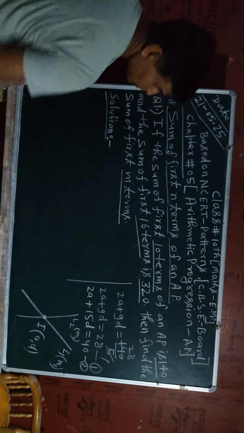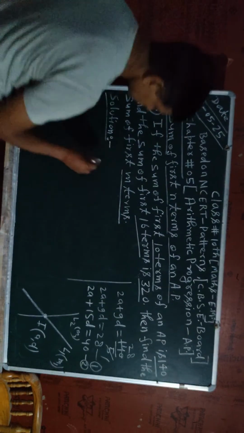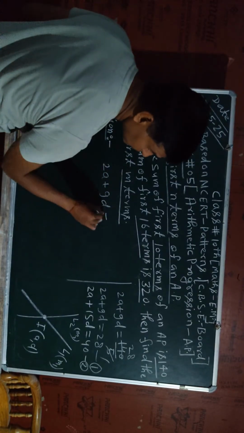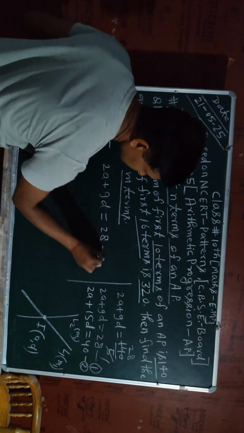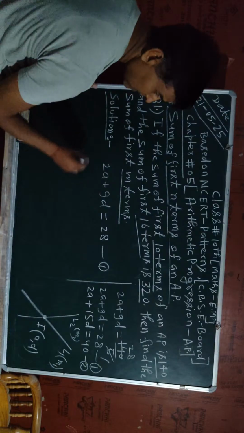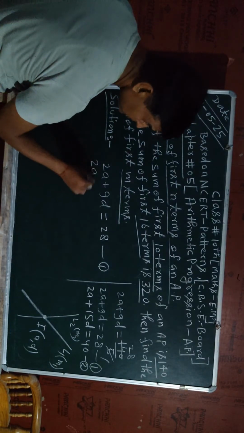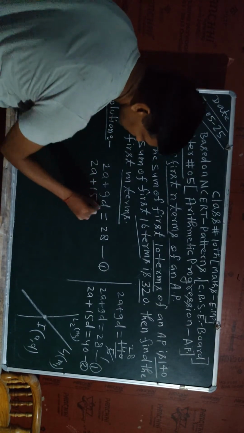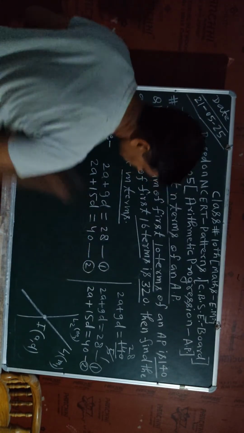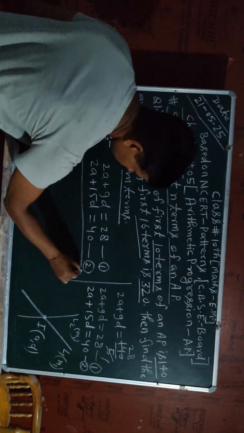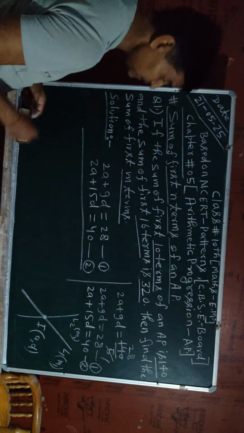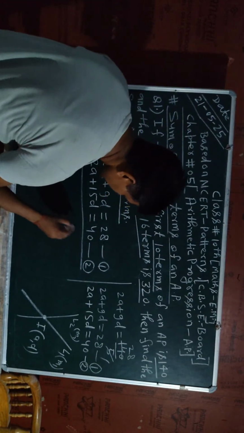Okay, students. Further, I am going to write both equations here. 2a plus 9b equals 28, and this is equation number 1. The other equation is 2a plus 15b equals 40, which I will call equation number 2. Now here I am going to use the elimination method.